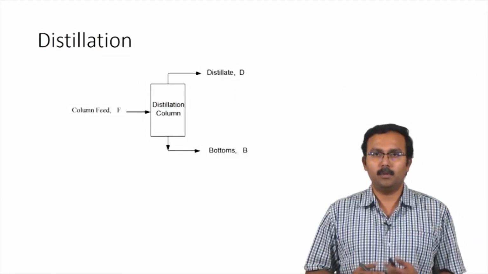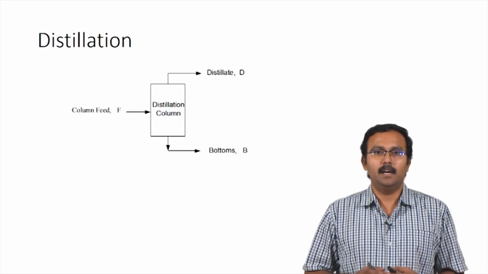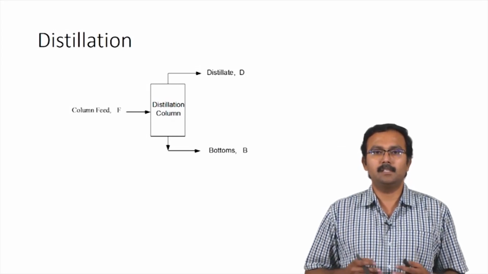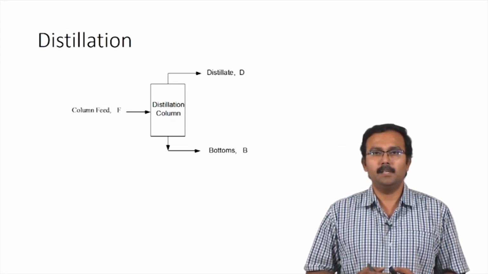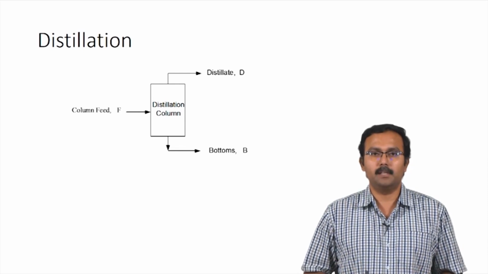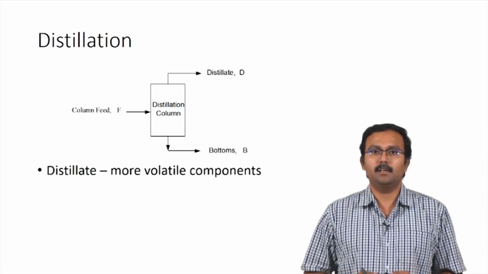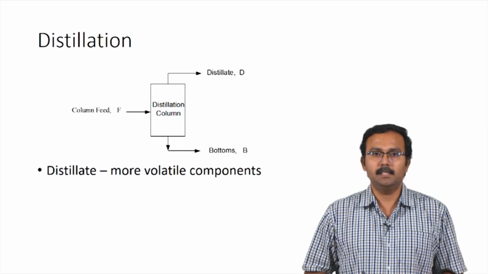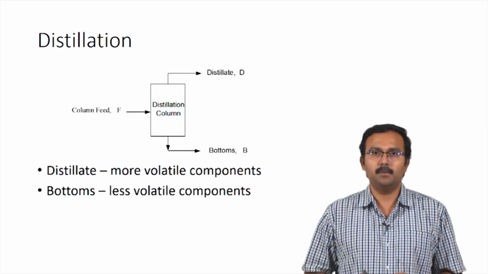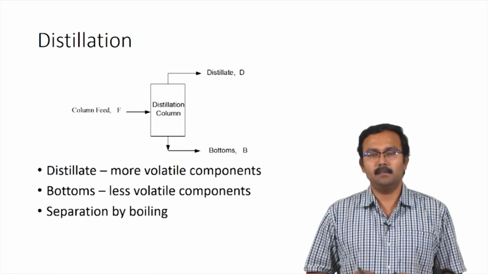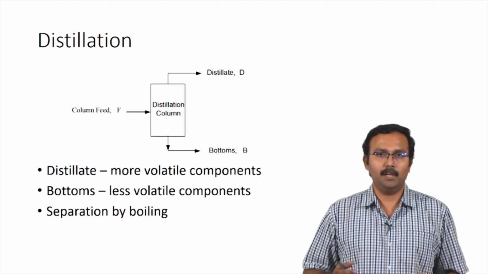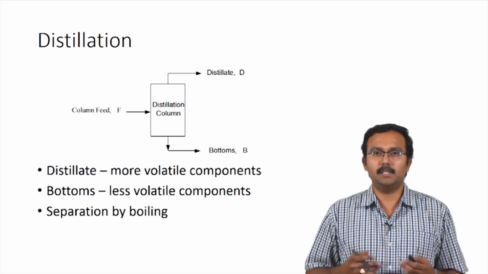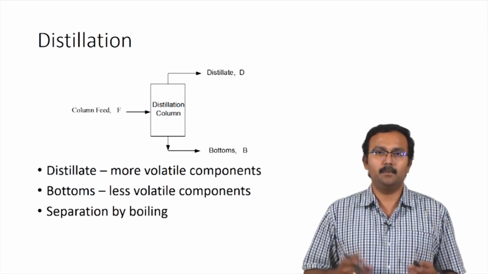The next process we are going to look at is distillation. A distillation is a process which tries to separate two liquids based on their difference in boiling points. The distillate which comes out contains the more volatile components, and you have the bottoms which contains the less volatile components. The separation is done by boiling.